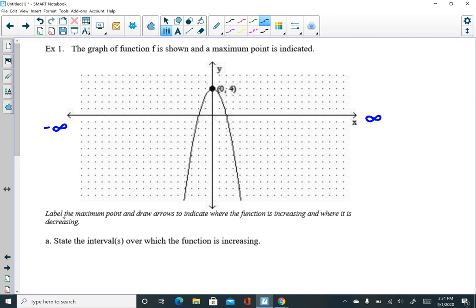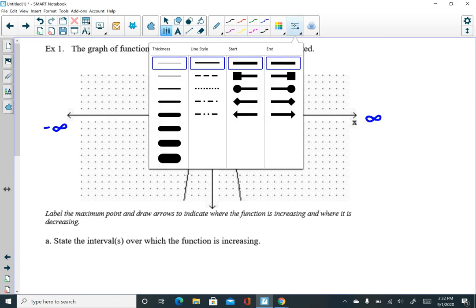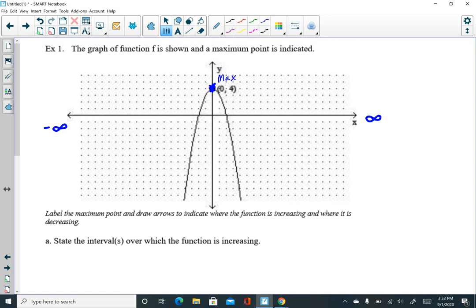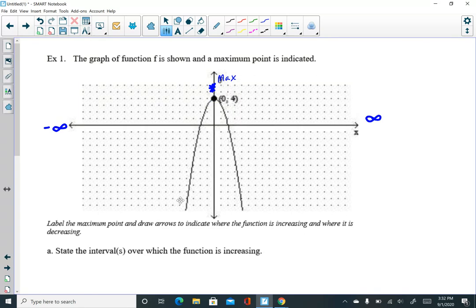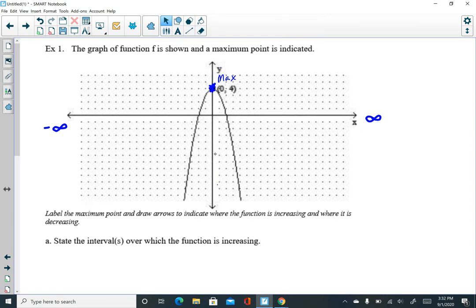In example 1, it says label the maximum point and then draw arrows to indicate where your function is increasing and decreasing. So hopefully you would agree up here, this tippy top point, this would be referred to as a maximum. And as we put our arrows on our graph, we're going to approach this graph like we read a book from left to right. Okay, so as I, hold on just a second, let me get that shifted on me. There we go.